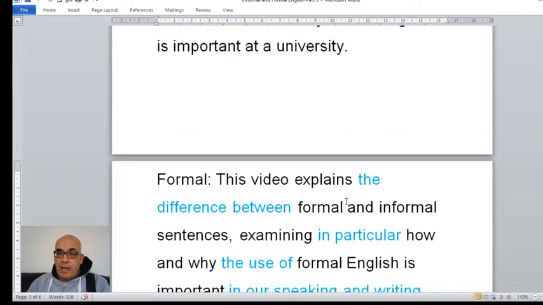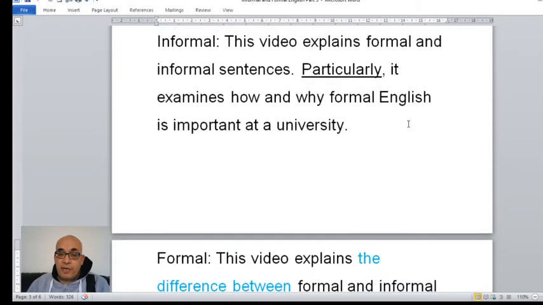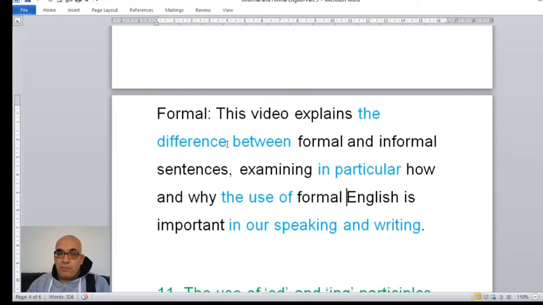Number one. And number two, I use a group of prepositional phrases. What is a prepositional phrase? So the difference between, this is a prepositional phrase because I use a noun and a preposition. The difference is a noun, between is a preposition. So the difference between is a prepositional phrase. In particular is a prepositional phrase. The use of is a prepositional phrase. In our speaking is a prepositional phrase. In our writing is a prepositional phrase.